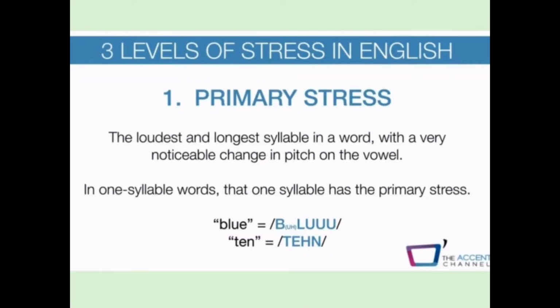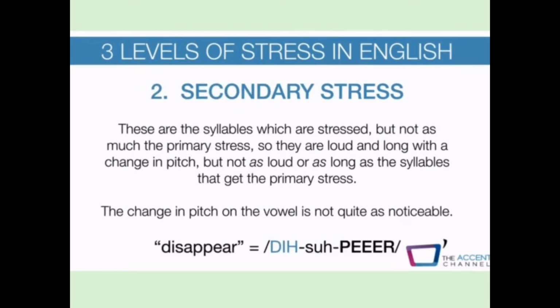Start with primary stress. Look at the word "ten". It's the only syllable in the word, so of course it receives the primary stress. That makes sense. Second level of stress is secondary stress. An example of secondary stress would be the first syllable in this word, disappear. We do spend some time on this syllable and we do make the vowel louder and longer, but not quite as much as we do on this last syllable, the third syllable, peer.